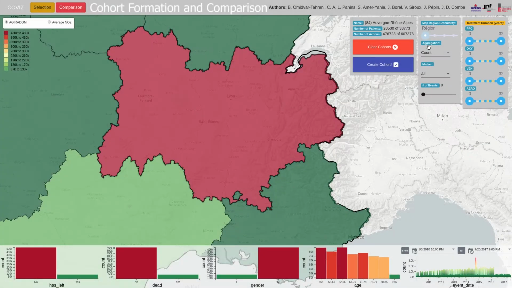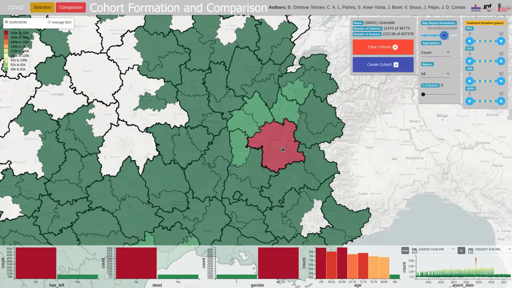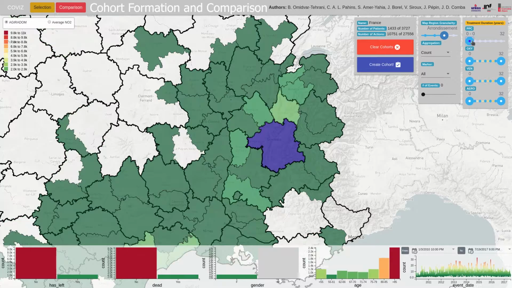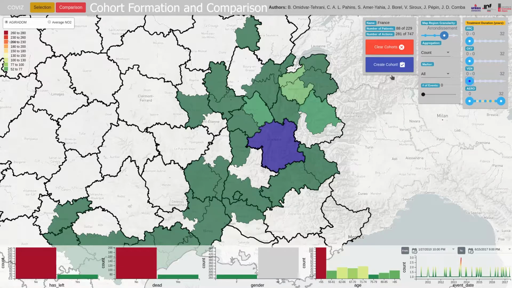Our dataset consists of patients with chronic respiratory disease. COVIZ enables the analysis and formation of cohorts interactively. We use filters to define a cohort, for example, females under aerosol therapy treatment in Grenoble. To execute that, we select all the filters in the user interface and then click on Create Cohort button.